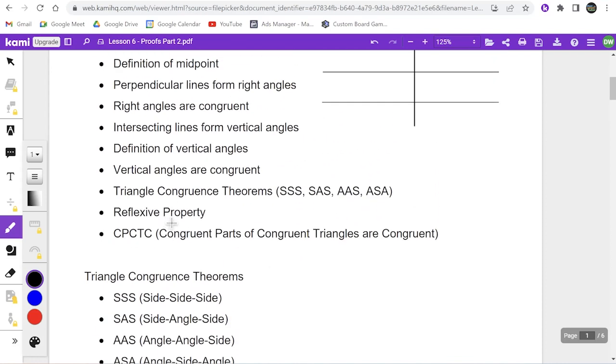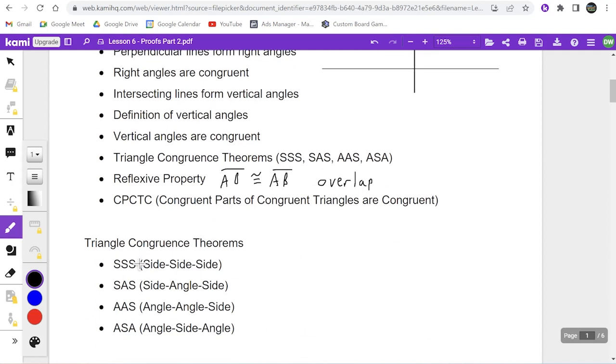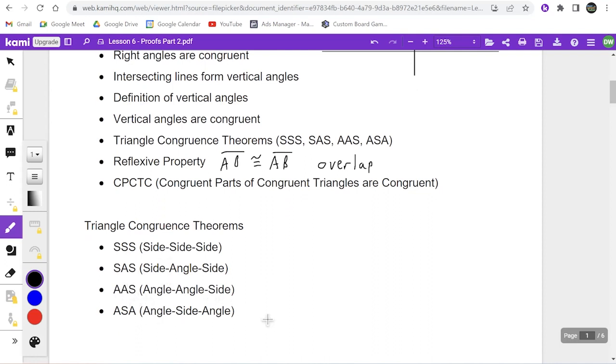Reflexive property, which is something along the lines of saying AB is congruent to AB, and typically we do this whenever there's an overlap for the triangles. That's when we use the reflexive property. And then the last one is to say CPCTC, congruent parts of congruent triangles are congruent. That was the theorem that said once you prove that two triangles are congruent, then everything's congruent, not just SSS or AAS or any of these four. Every side, every angle's congruent. That's what that theorem says.